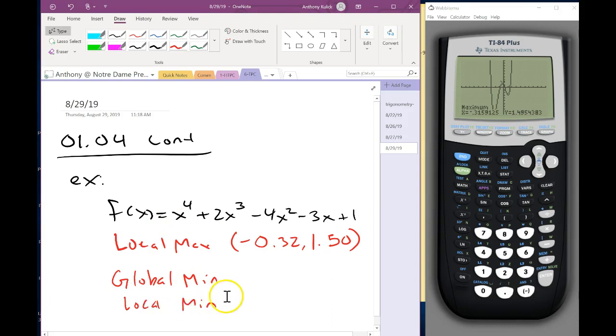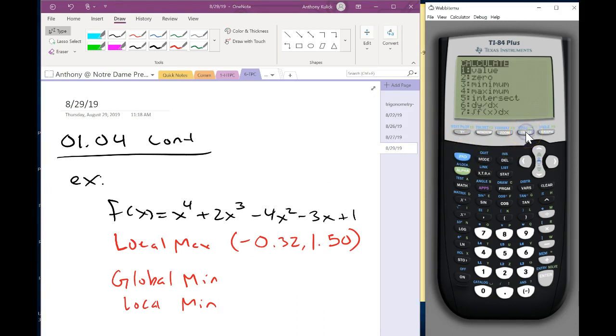Okay. Which one is the global, on the left or the right? The leftmost one. Good. Let's find that one first. So we'll go back into that calculate menu. I'll press second and trace. Which command do you suppose I'm looking to use if I'm going to find a minimum? Minimum command. So I can scroll down to that and press enter, or just type the number 3.